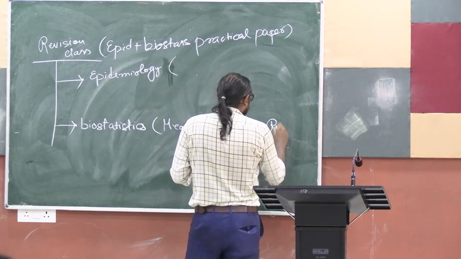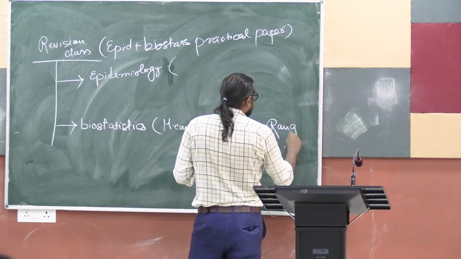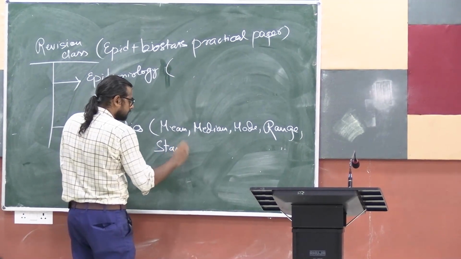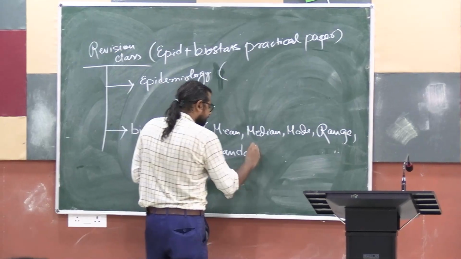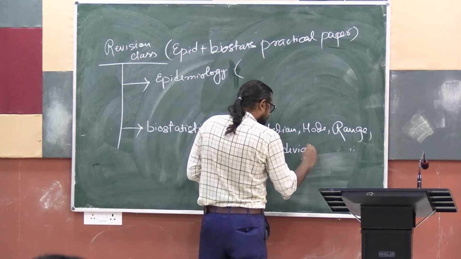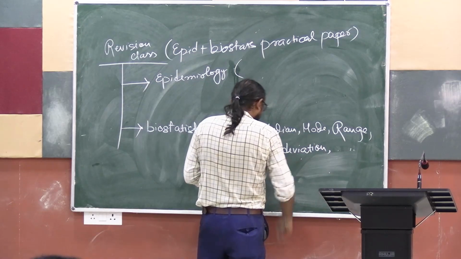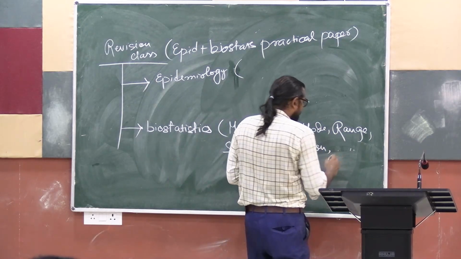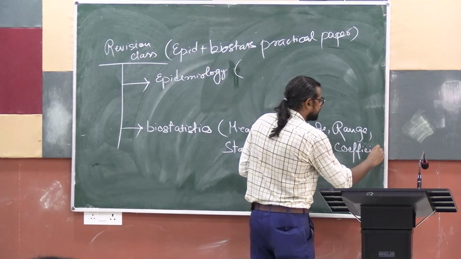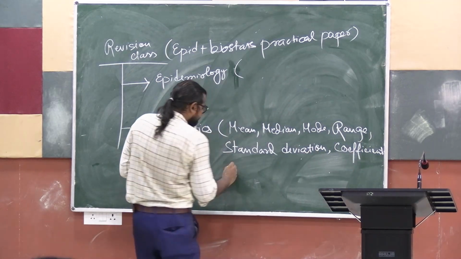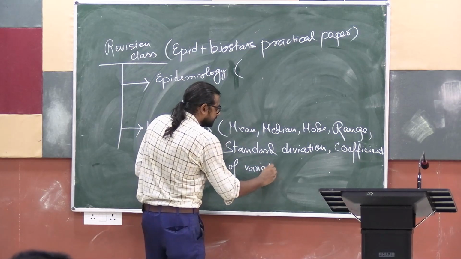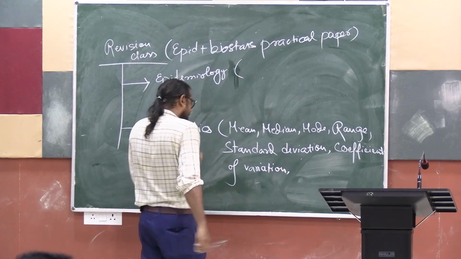We have a range. We have a standard deviation. We have a coefficient of variation. And we have Z-score.